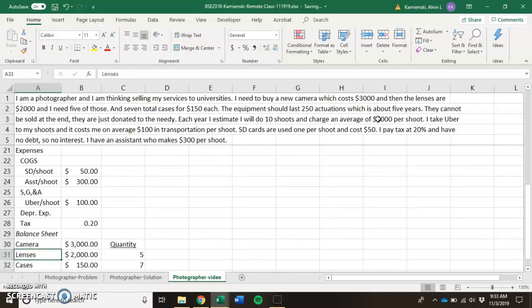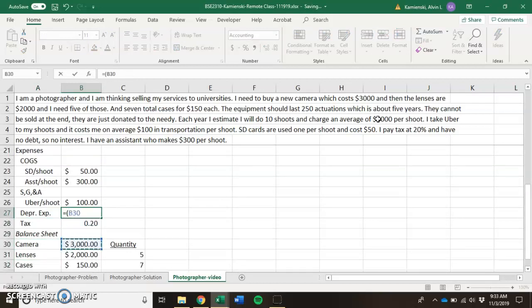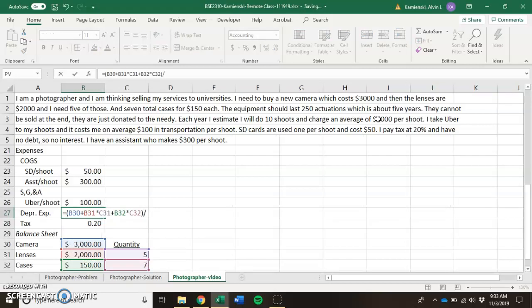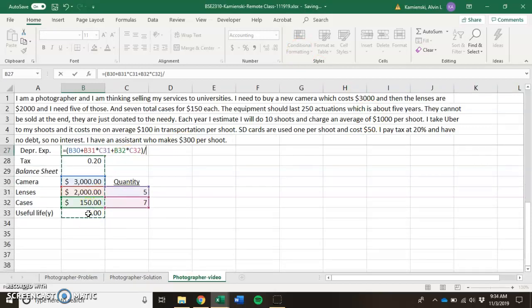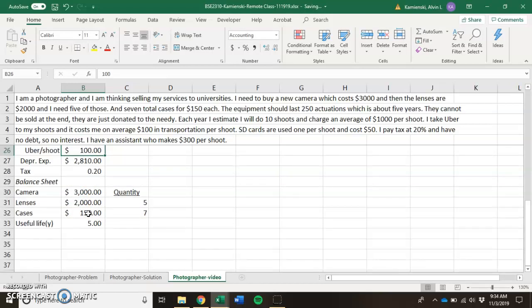How will we go ahead and calculate depreciation? First thing we need to do is sum up all of our capital items. So there's our camera, plus lenses, for which we buy 5, plus then cases, for which we buy 7. So the total amount of our expenditures is $14,000 and change. If we divide that then by the number of years of useful life, which is 5, tells us we'll have just over $2,800 in depreciation.